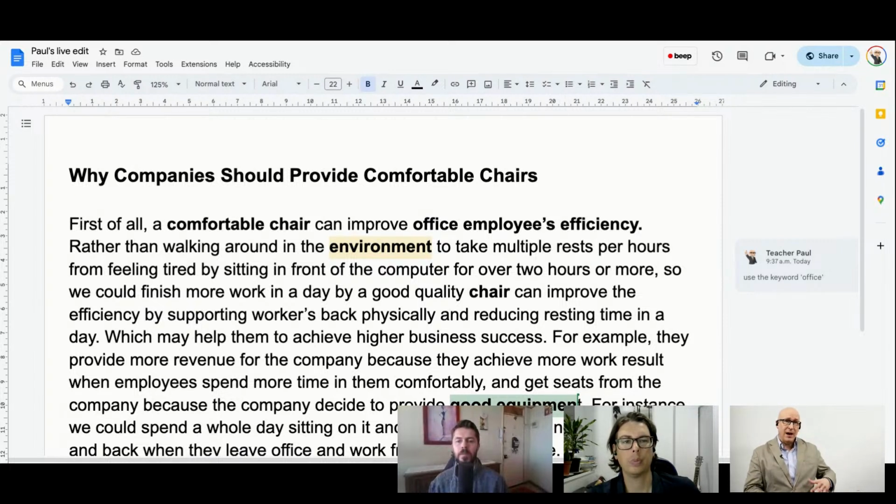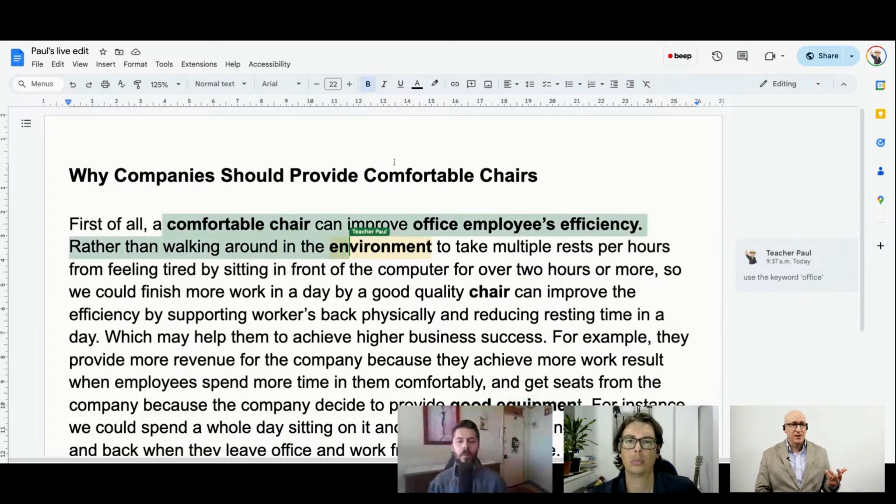We could have another paragraph about the other office equipment, computers, desks, but here we want to be focusing on comfortable chairs. Why? Because that's what you promised in the first sentence, right? So I urge them to try to avoid this: once you establish keywords, use them repeatedly. That adds cohesion.